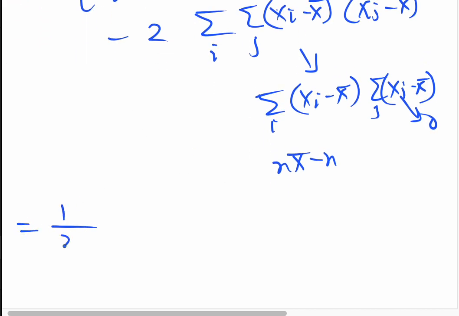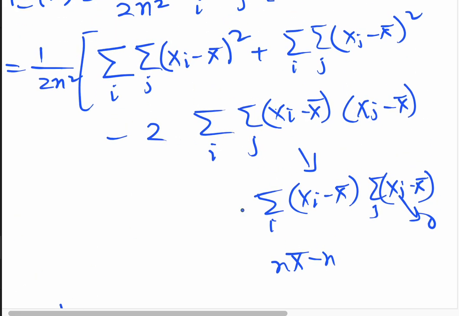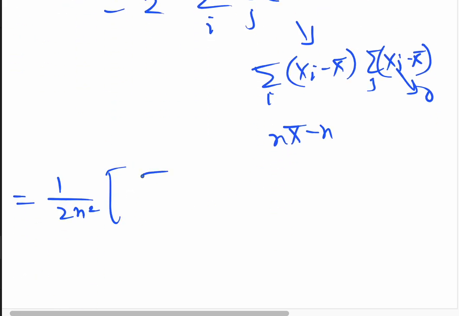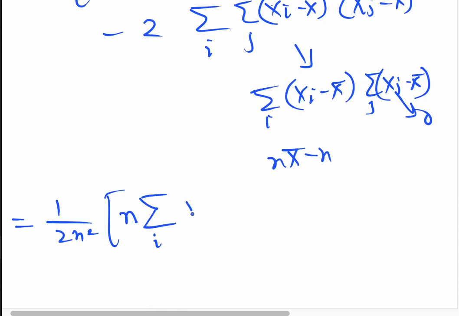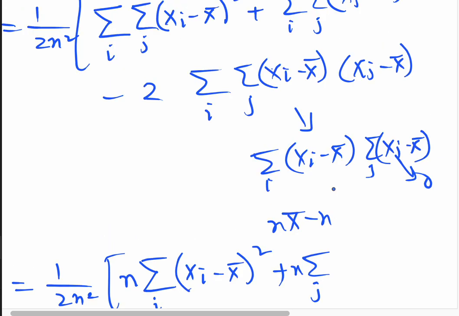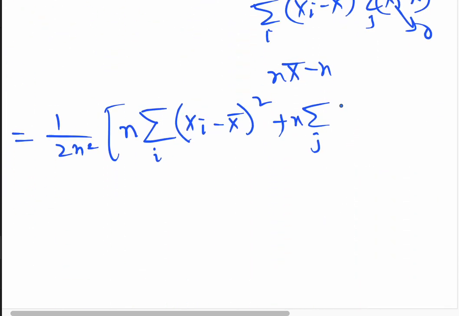So 1 by 2n square, only two terms are there. One is summation of i, and here you will see there is no j dependence, so this will simply be n, xi minus x bar square, and plus summation of j, simply n. This is also similar, xj minus x bar its square.